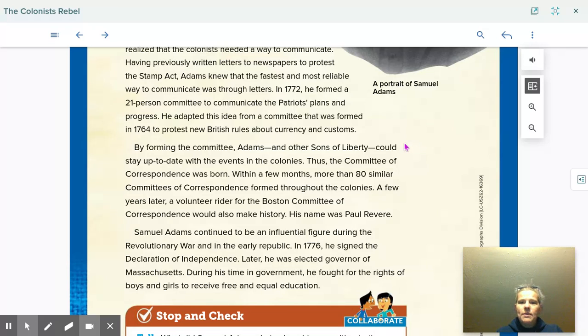Within a few months, more than 80 similar committees of correspondence formed throughout the colonies. A few years later, a volunteer writer from Boston Committee of Correspondence would also make history. His name was Paul Revere. Samuel Adams continued to be an influential figure during the Revolutionary War and in the early Republic. In 1776, he signed the Declaration of Independence. Later, he was elected governor of Massachusetts. During his time in government, he fought for the rights of boys and girls to receive free and equal education.